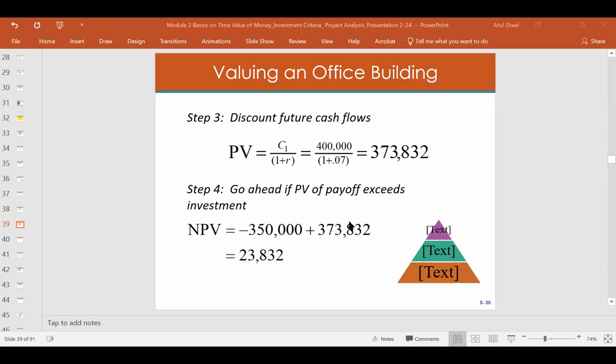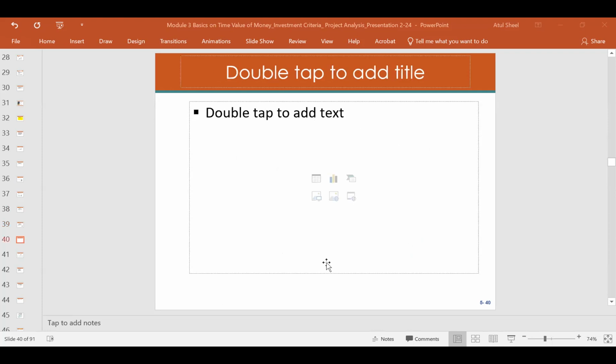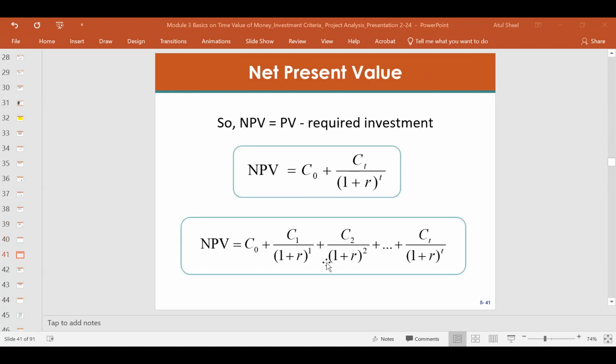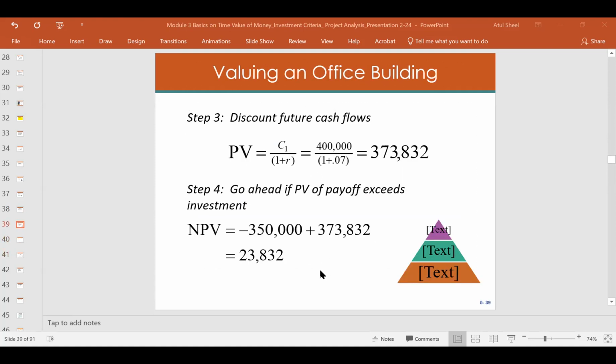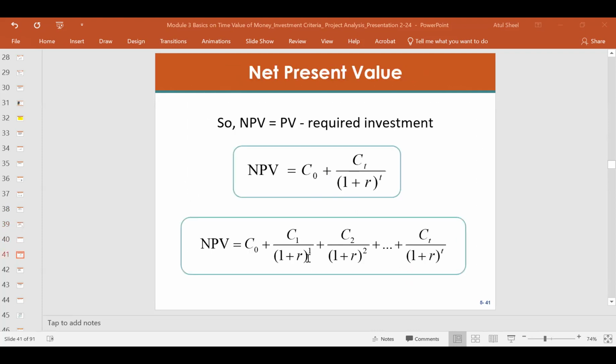That means your present value of future cash flow is 373,832, net of, or minus, today's investment of $350,000, is $23,852 positive NPV. Net present value is positive. So go ahead and invest, right? That is the decision. Go ahead and invest. It's a positive NPV. So the concept should be clear by now.